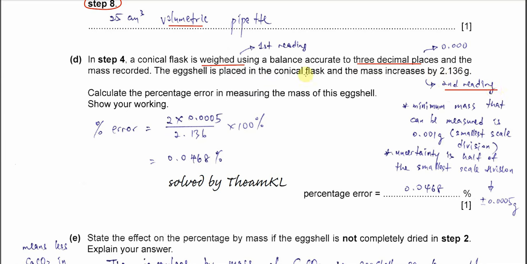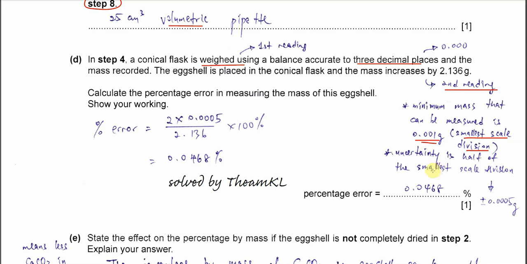So this statement already tells you that 2 readings were taken. Another thing you need to know is how to get the uncertainty. For this 3 decimal places electronic balance, the smallest scale division is 0.001 gram. This is the lowest we can get when we measure the mass.